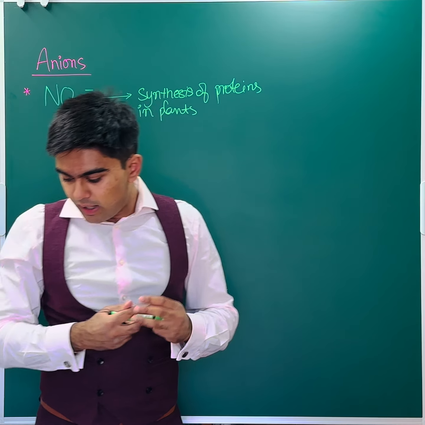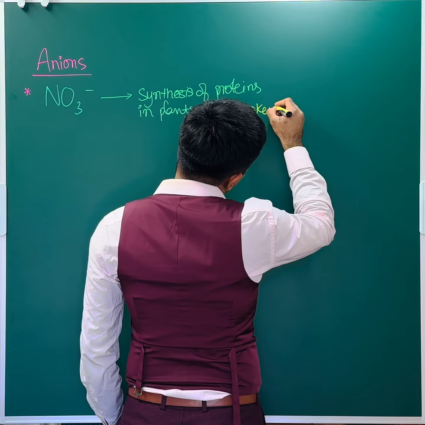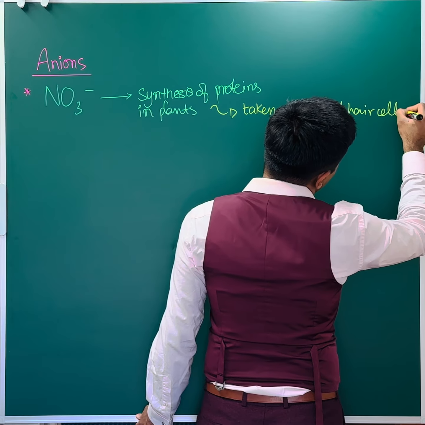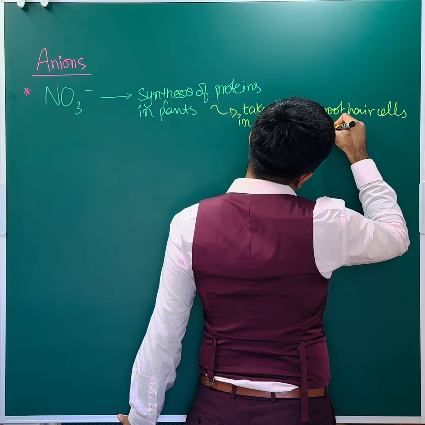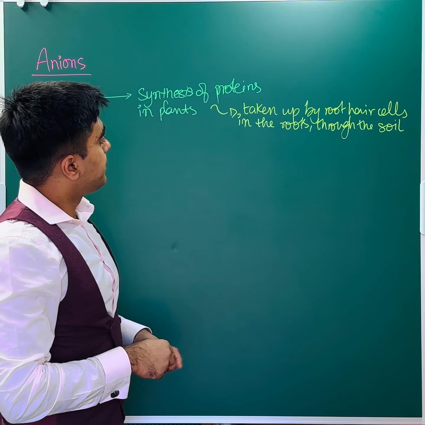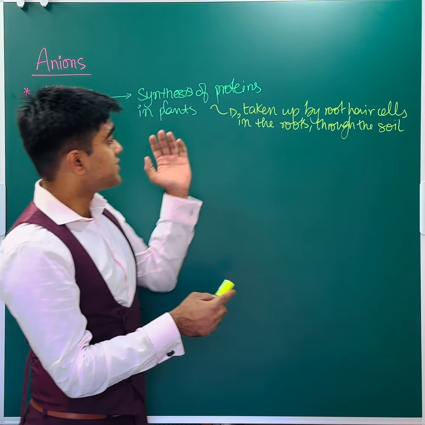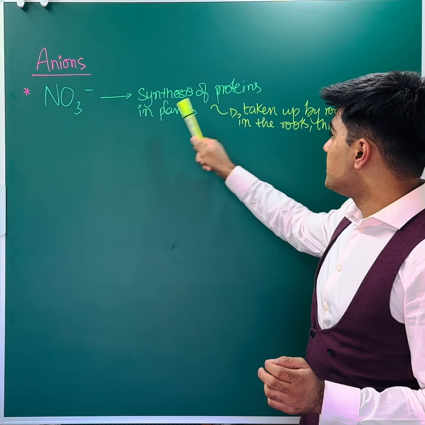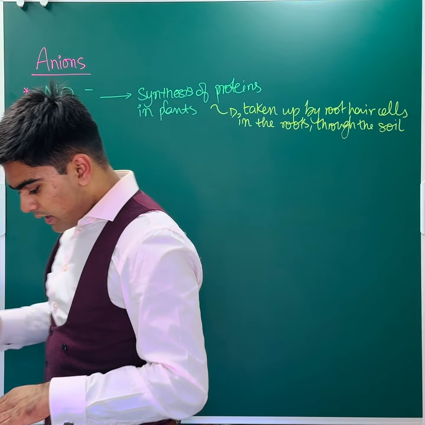As simple as that, okay? Now, the one thing to bear in mind, where do these come from? Taken up by root hair cells in the roots through the soil. As simple as that. Don't complicate life up. Don't waffle. This is all you need to know. Nitrate ions, what's the function in plants? Nitrate ions help for the synthesis of proteins in plants, taken up by the root hair cells in the roots from the soil. As simple as that. Cut it off there.